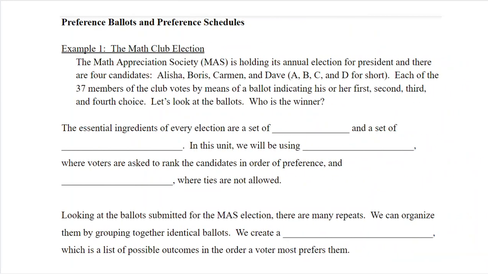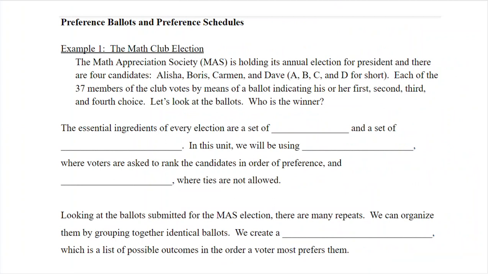So, first, we're going to look at preference ballots and preference schedules, which are a way of organizing our information so that it is much easier to analyze.